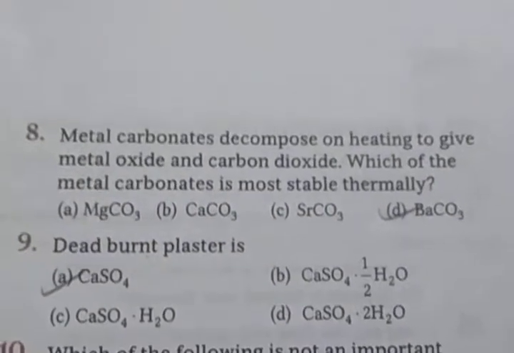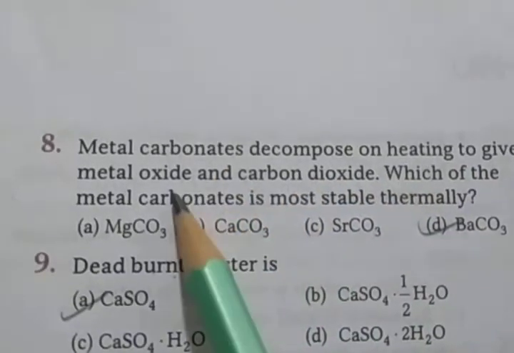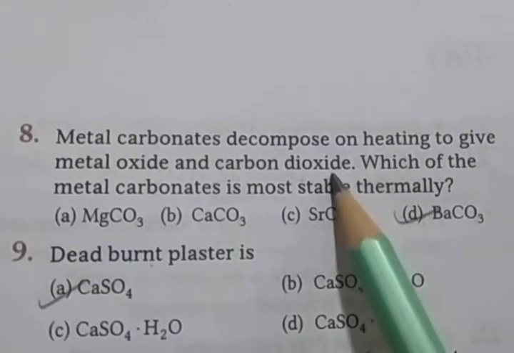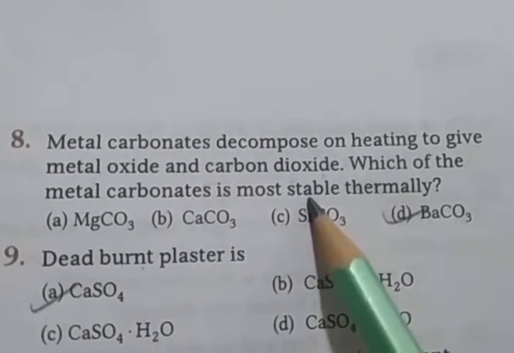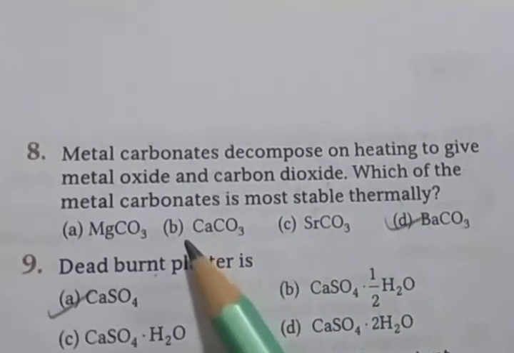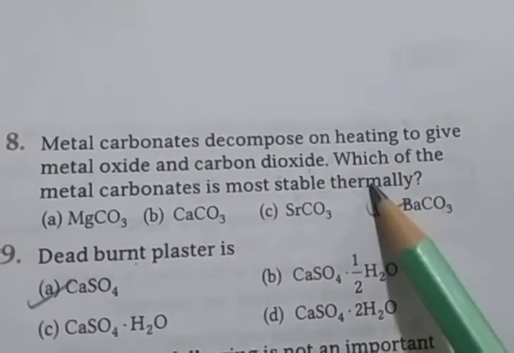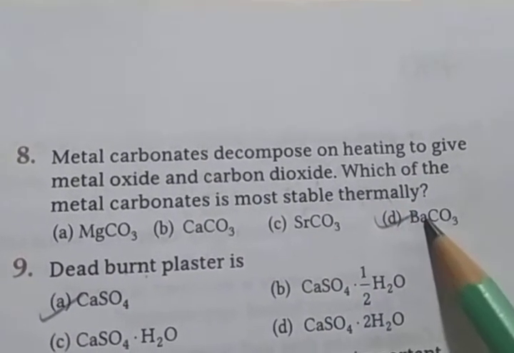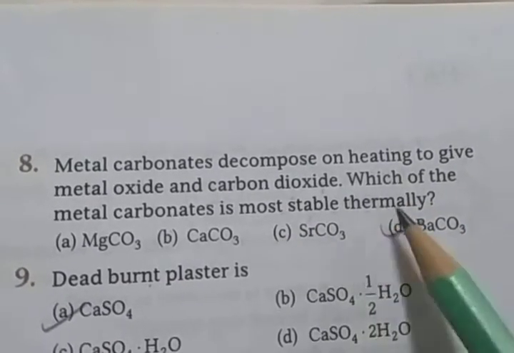Question number 8. Metal carbonates decompose on heating to give metal oxide and carbon dioxide. Which metal carbonate is most stable thermally? Going from up to down, thermal stability increases. Barium is the last element, so the barium compound is the most stable thermally.